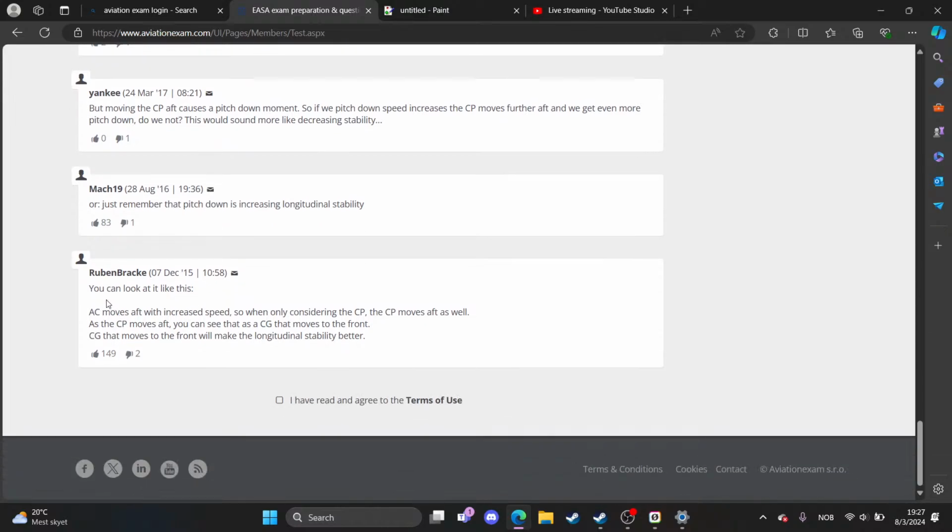This question doesn't make sense to me. You can look at it like this. If the aircraft speeds up, the aerodynamic center moves aft with increasing speed, so when only considering the center of pressure, the center of pressure moves aft as well, yes? As the center of pressure moves aft, you can see that the CG moves to the front, which will make, oh, okay. Yeah, now it makes sense. Thank you, Ribbon.